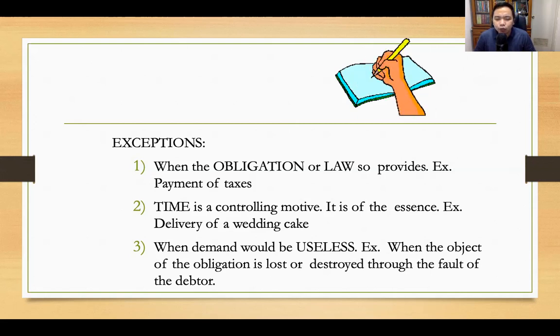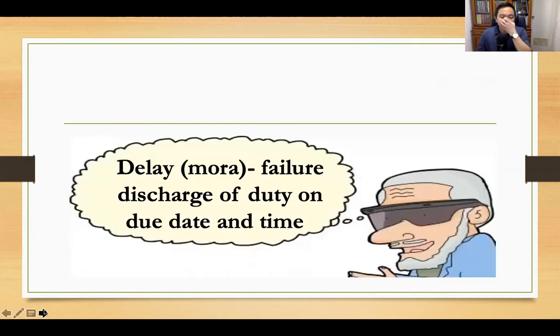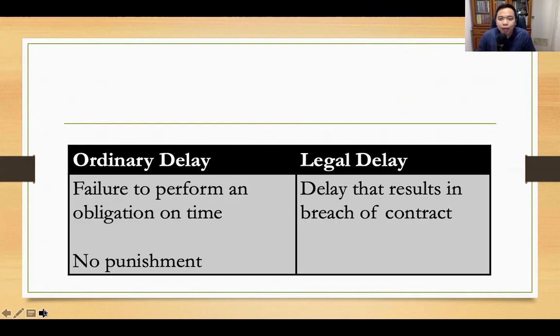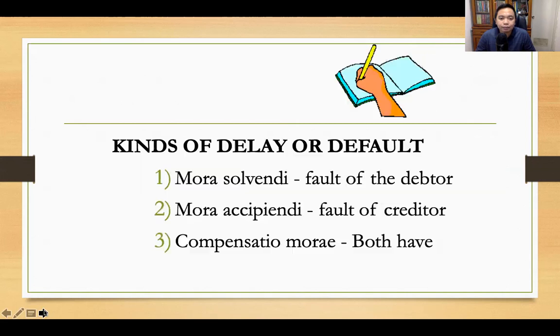Or when demand would be useless, as when the object of the obligation is lost or destroyed through the fault of the debtor. Okay? Delay or mora is the failure to discharge a duty on the date and time. We have two distinctions: ordinary delay and legal delay. Ordinary delay is when the party failed to perform an obligation on time. There is no punishment for this. While legal delay is the delay that results in breach of contract. Okay? Kinds of delay or default: mora solvendi, mora accipiendi, compensatio morae.